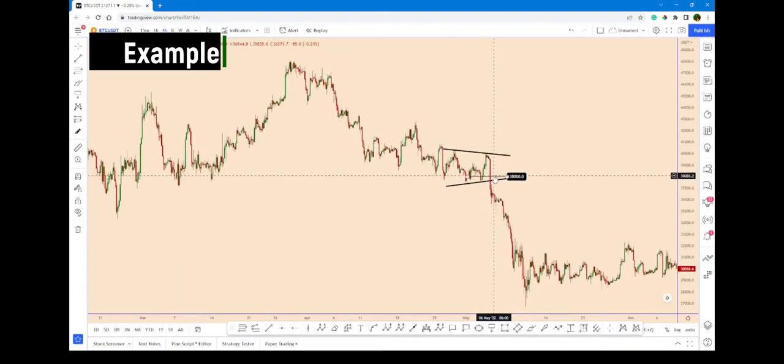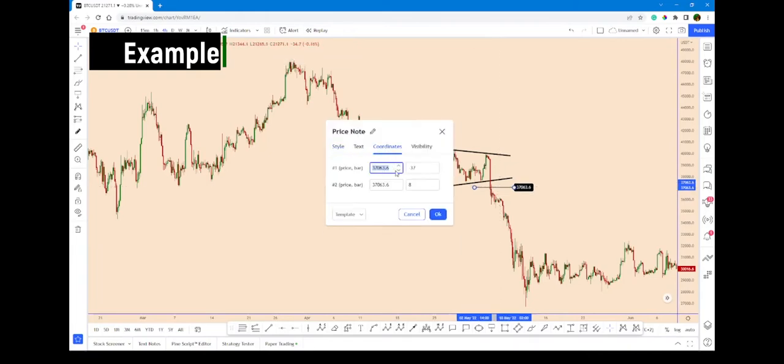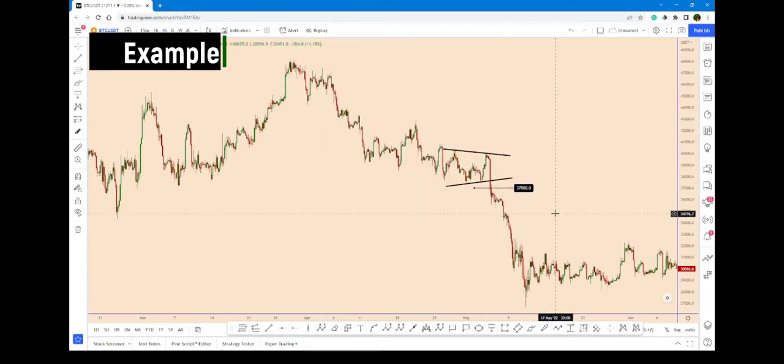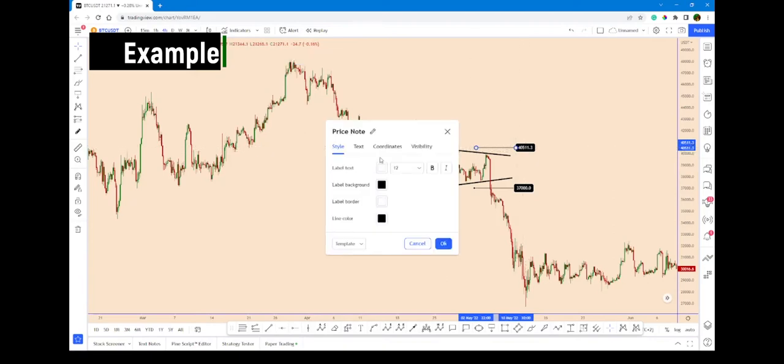After defining our selling point, 37, I'm going to look for the stop loss that I need to apply for this trading scenario.